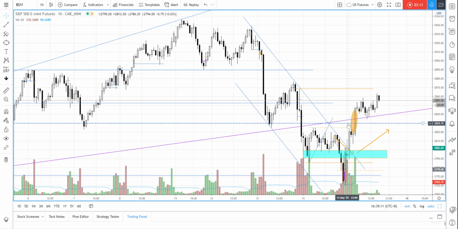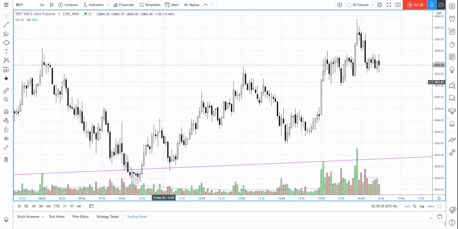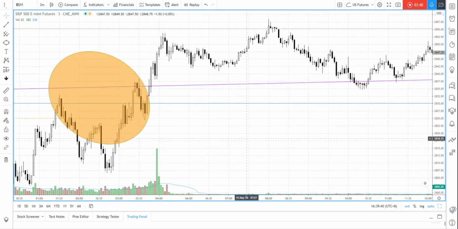Another scenario I anticipated was a bounce from the supporting level at 2790 to 2800, but prior to the US session, it already broke below this supporting level, so this level was no longer valid. But if you look at the M3 time frame, you can see how these levels actually played out. So let me go back to M3 again.